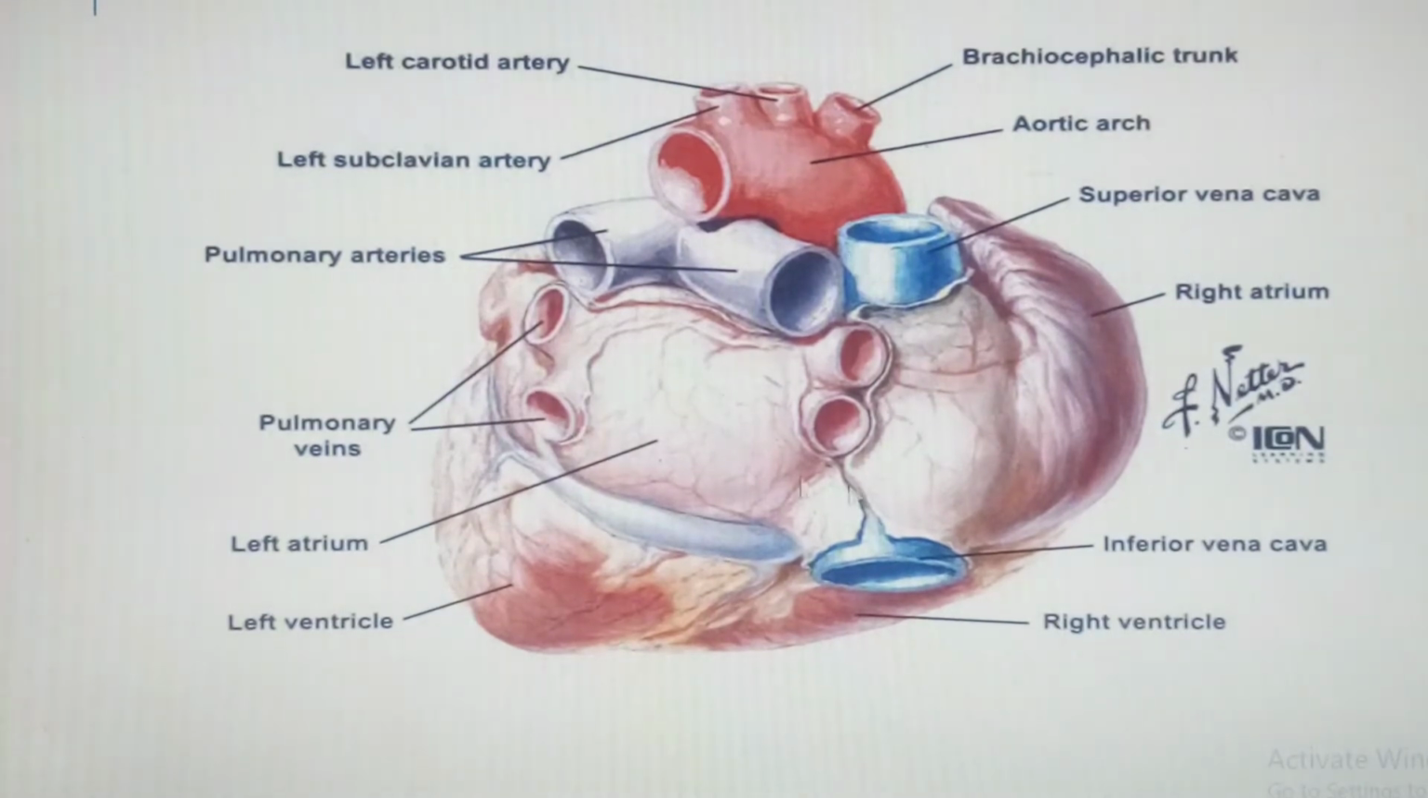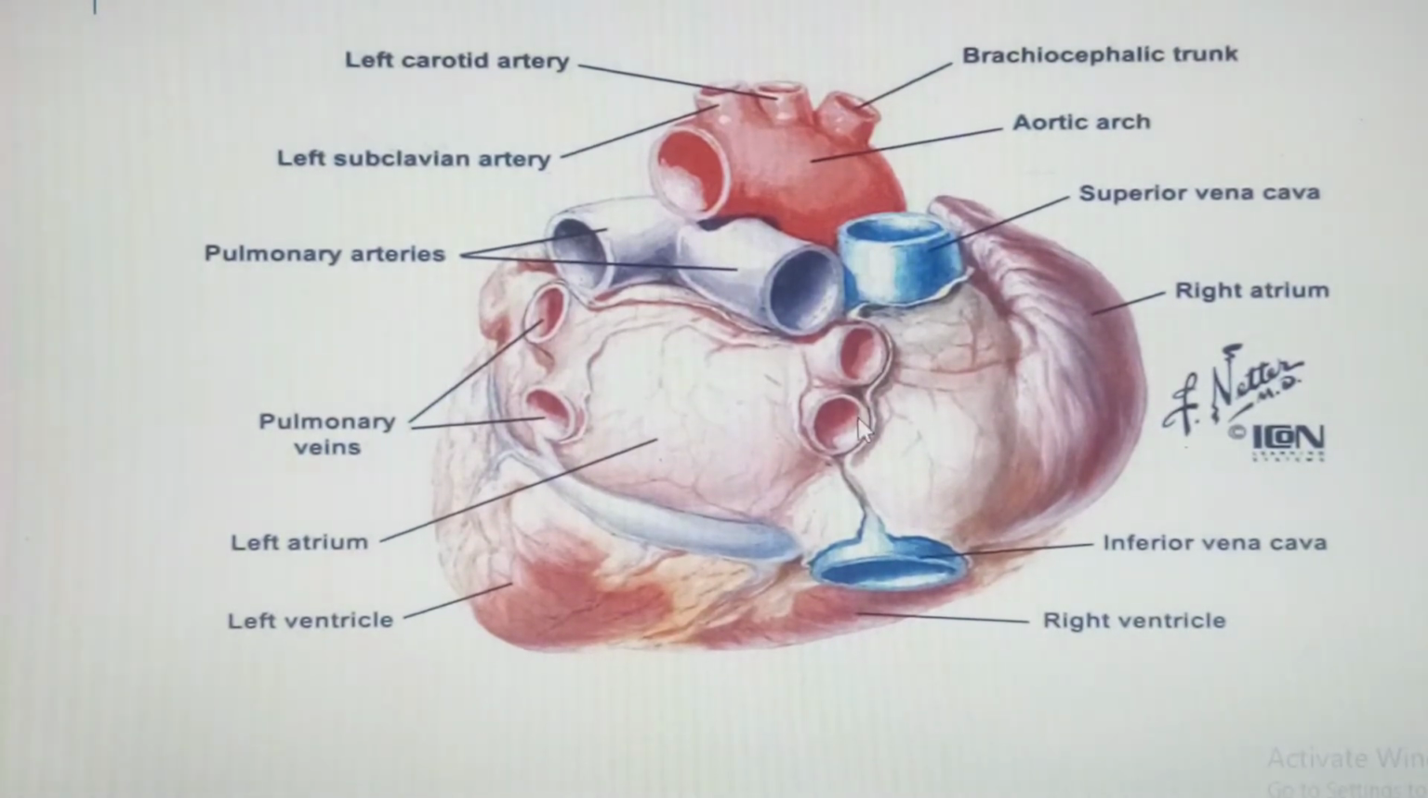Now you get to know that this one is more to the right, so these ones will be the right pulmonary veins, and then the left pulmonary veins will also be here. But I told you that we are going to have a superior one and an inferior one for both left and right veins. So this is how we are going to see it.